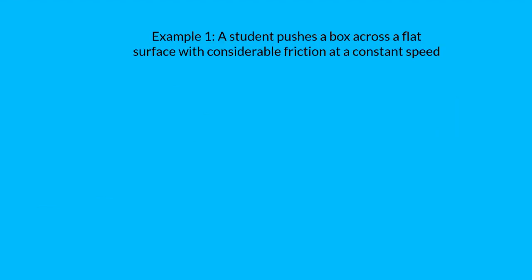All right, so let's take a look at example number one. A student pushes a box across a flat surface with considerable friction at a constant speed. Both of these underlined portions are going to be very important to pay attention to as we move on. The constant speed we'll talk more about when we get into Newton's second law, but essentially what that means is that all the forces acting on this box are balanced. In other words, the object is in equilibrium. Technically, it's kinetic equilibrium. We'll talk about the difference between kinetic and static equilibrium later on. But just remember, constant speed tells you the forces are balanced. The object is in equilibrium.